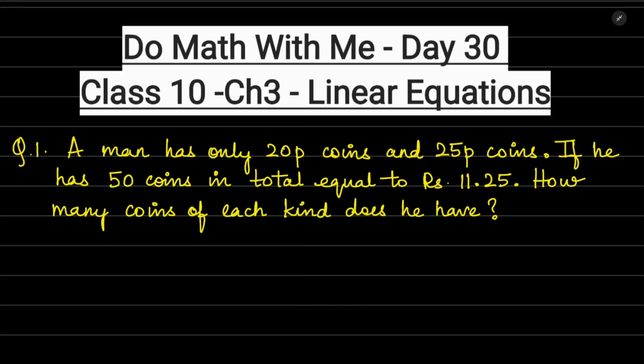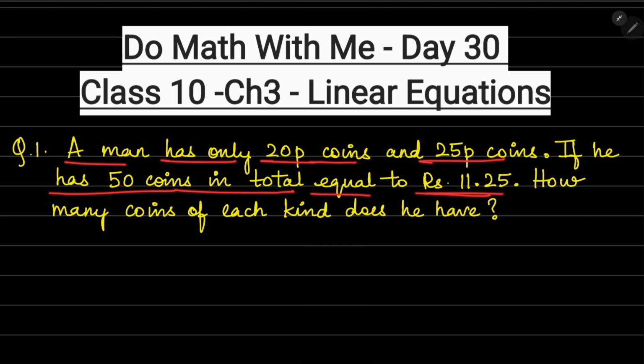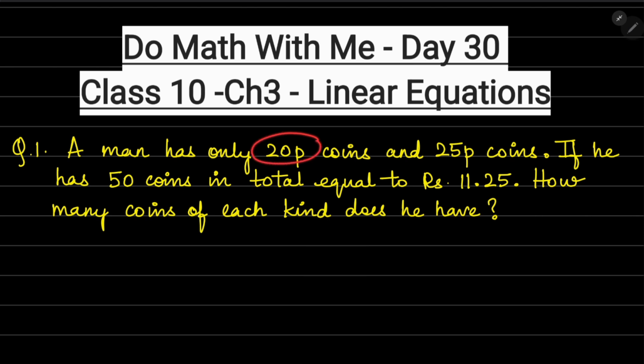Let's get started. So the question is, a man has only 20 paise coins and 25 paise coins. If he has 50 coins in total equal to rupees 11.25, how many coins of each kind does he have? So what is the variable here? What are the two different quantities that is being talked about? Two different kinds of coins. One is a 20 paise coin and the other one is a 25 paise coin. We do not know how many 20 paise coins the man has and how many 25 paise coins the man has, and that's what we have to calculate. See, how many coins of each kind does he have?